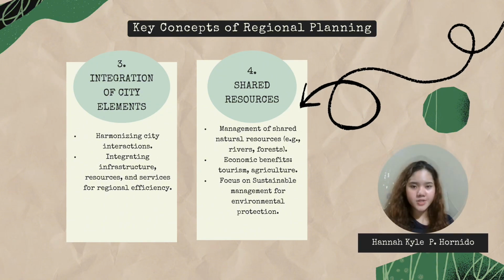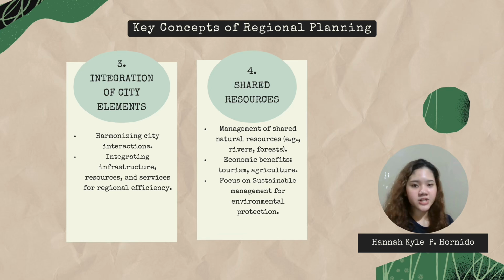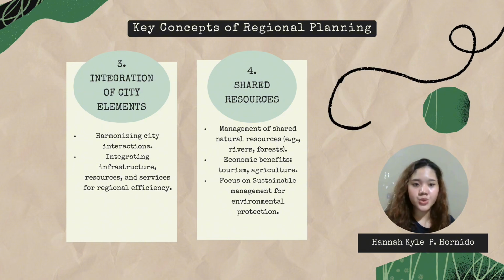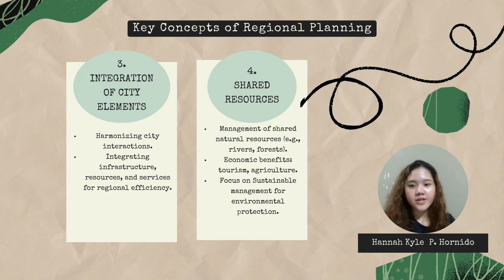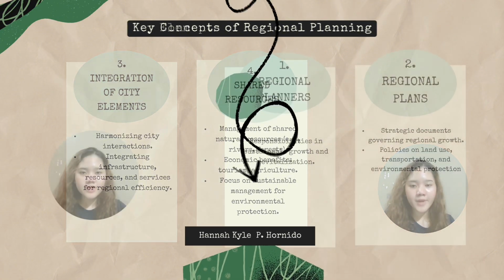The fourth key concept of regional planning is shared resources. Regions often share natural resources like rivers, forests, and mountains. These resources generate many economic functions, such as through tourism and agriculture. Regional planners focus on sustainable management of these resources, ensuring that economic advantages are distributed fairly across the region while also protecting the environment. This balance is important for long-term health.